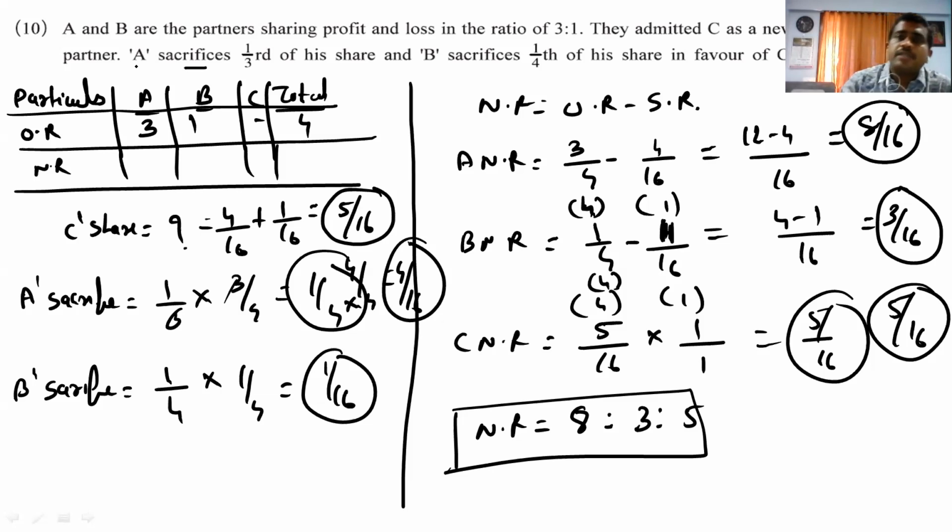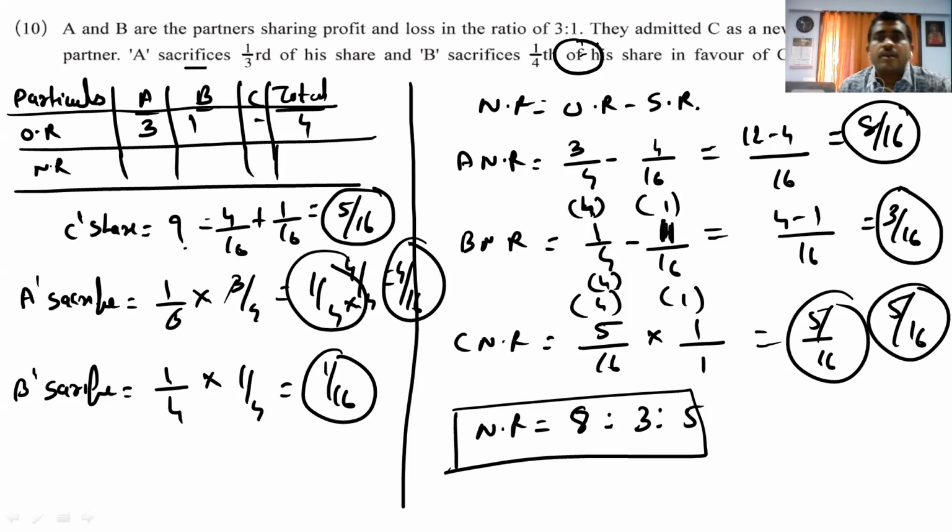I have already said this word "of" is so important. When this "of" comes, we have to just multiply of his share. So 1 by 3rd into 3 by 4. So 1 by 3 into 3 by 4, 3 and 3 cancel, 1 by 4, I have done. And I want the 16, that's why I multiplied with 4 by 4. It comes to 4 by 16. In the same way, B's sacrifice, that is 1 by 4 into 1 by 4. It comes to 1 by 16.